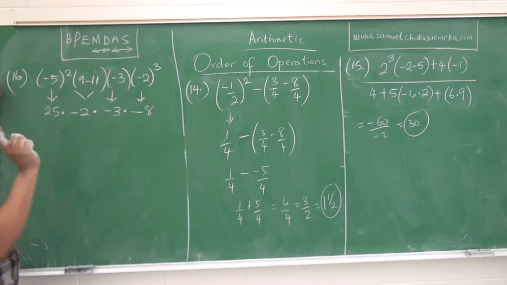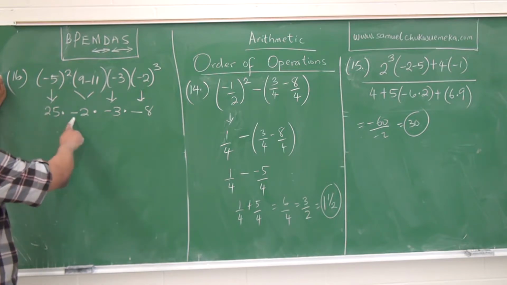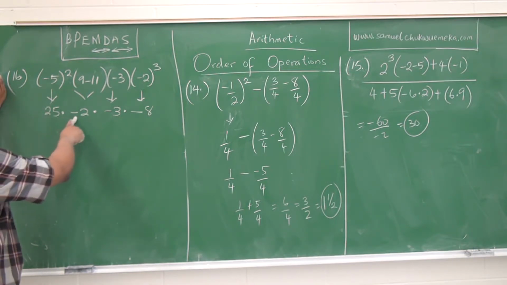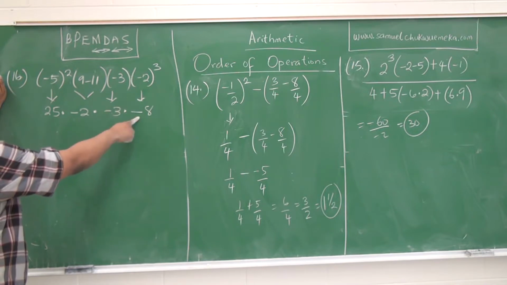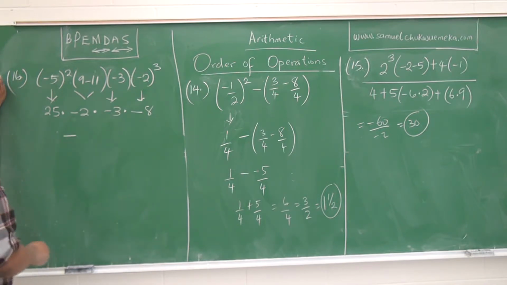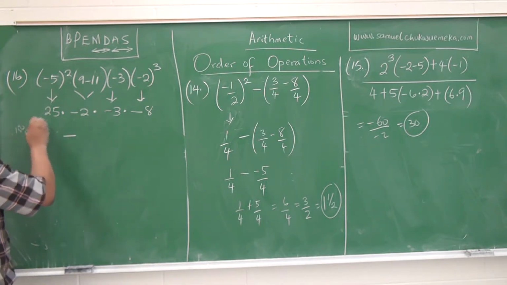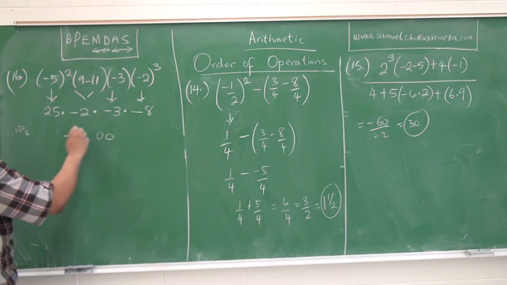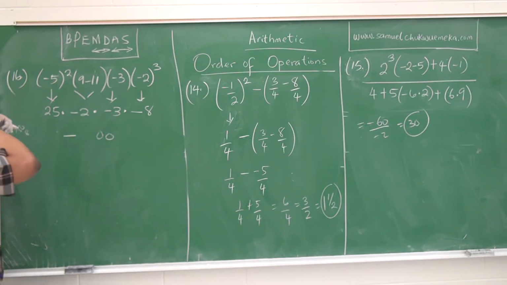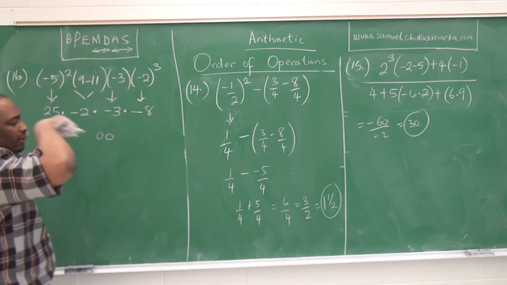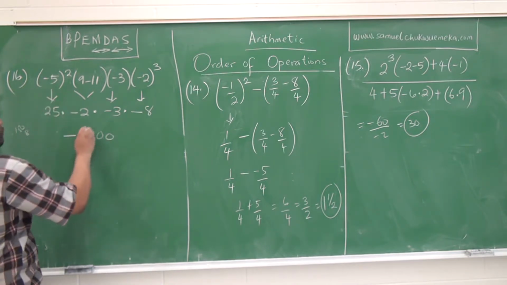So, 25. Now let's do the signs first before we do the constants, the numbers. Positive times negative is negative, negative times negative is positive, positive times negative is negative. Then let's do the numbers. 25 times 2, 50. 50 times 3 is 150. 150 times 8 is what? 8 times 5, 40. 8 times 40, you leave down 0, carry 4. 8 times 1, 8 plus 4, 12. 1200.